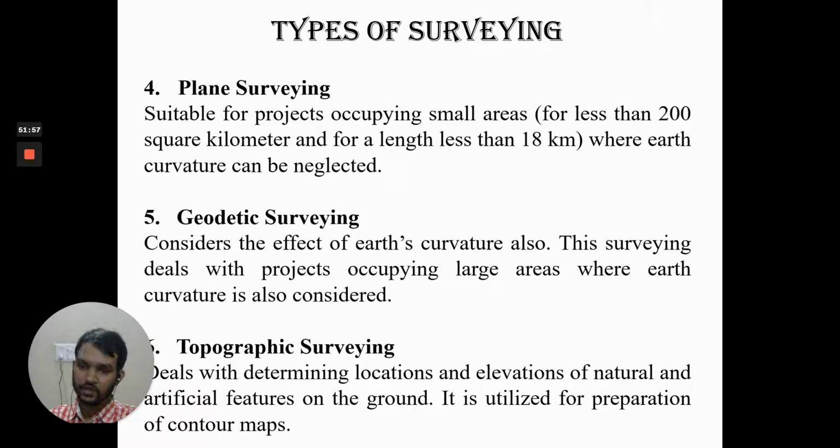But once the area that we are surveying increases beyond 200 square kilometers, or the distances between points that we are considering are greater than 18 kilometers, then we need to consider the effect of Earth's curvature also. Even that has been defined in surveying.